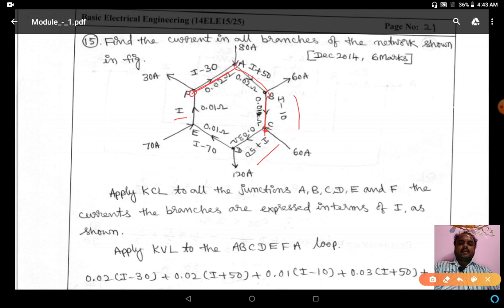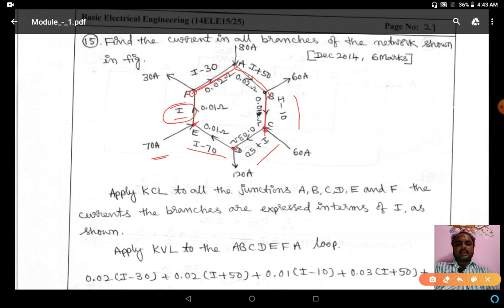Similarly, DE branch current. So at D node 120 amperes current is leaving, and I plus 50 amperes current is coming. After applying the KCL at node D, the current flowing in DE branch is I minus 70. Now you see that at E, 70 amperes current is coming, I minus 70 amperes is also coming. So what is the current flowing in EF? I. So whatever we assume, we got it now. So we got the currents in all the branches.